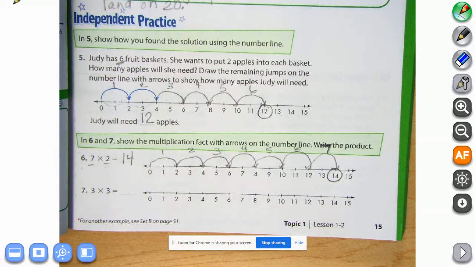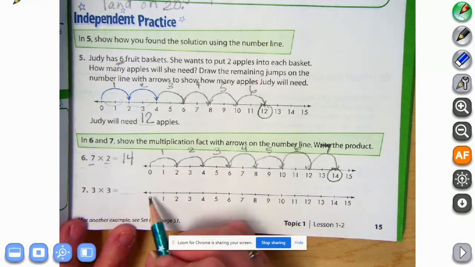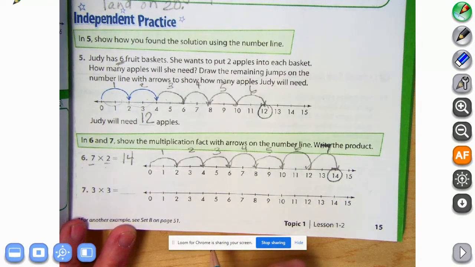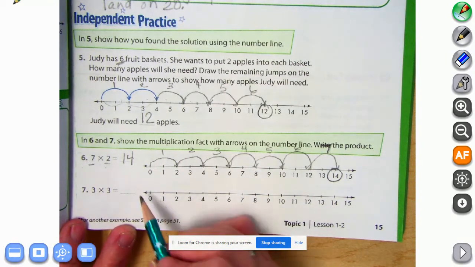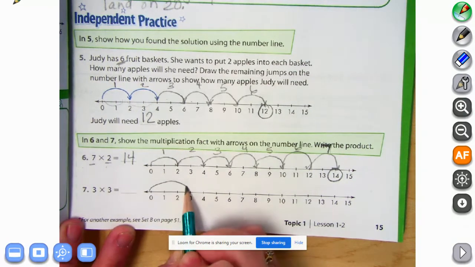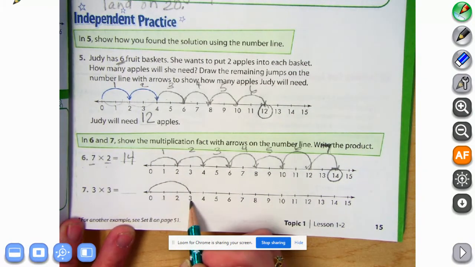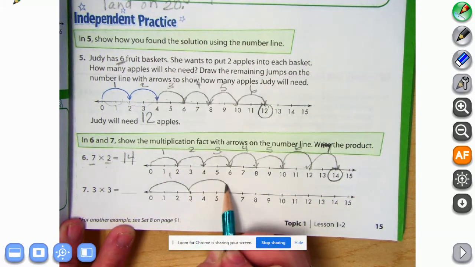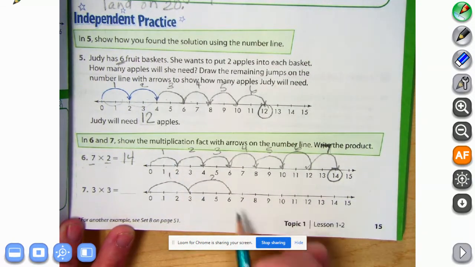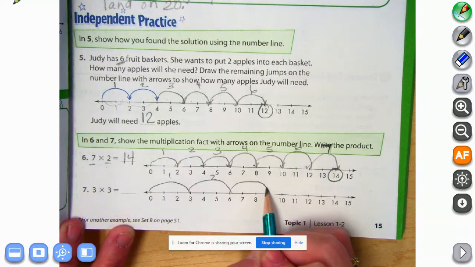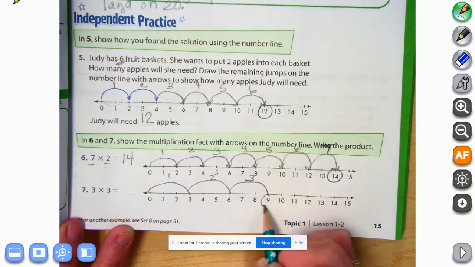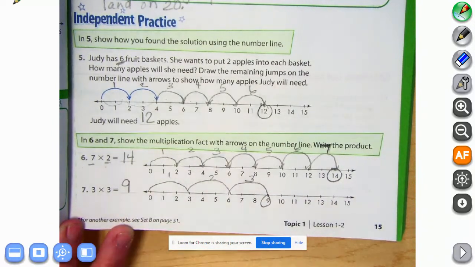Okay, number 7, 3 groups of 3. So I'm going to be jumping by 3s, and I'm going to do that 3 times. So that shows 1, 2, 3. That's the first jump. 1, 2, 3. That's the second jump. 1, 2, 3. That's the third jump. And I landed on 9.